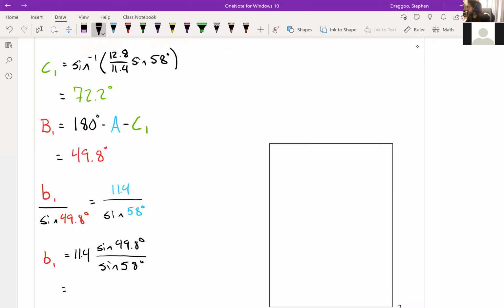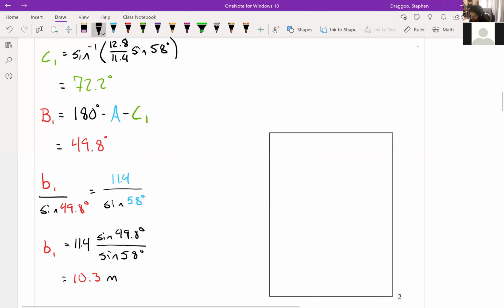11.4, yeah, let's do this in a new tab. 11.4 times the sine of one thing divided by the sine of another thing. That thing on top is the sine of 49.8 degrees. The thing on the bottom is the sine of 58 degrees. That's going to come out to 10.3. And we should probably put some units on here. Meters. So M for meters.